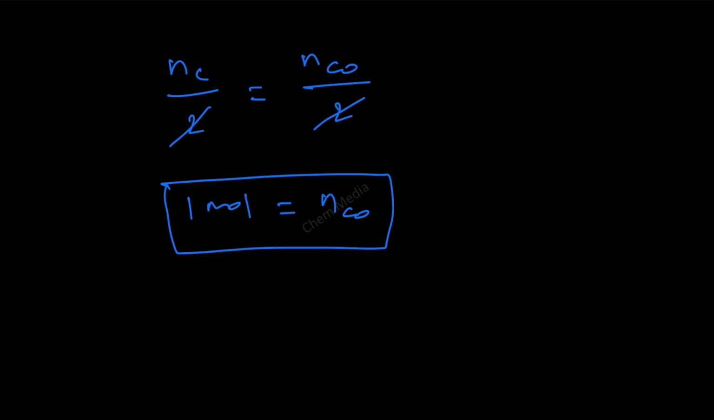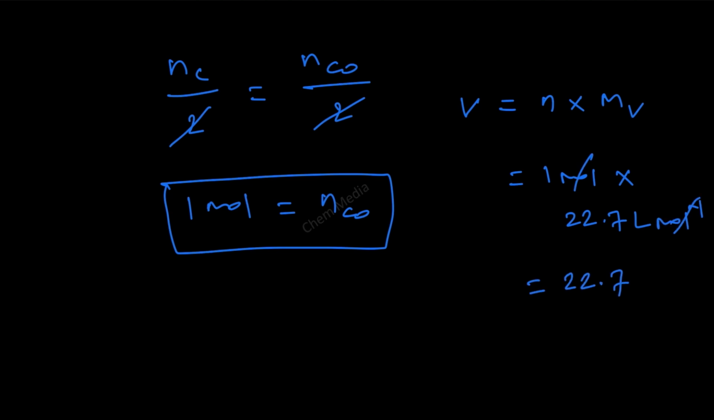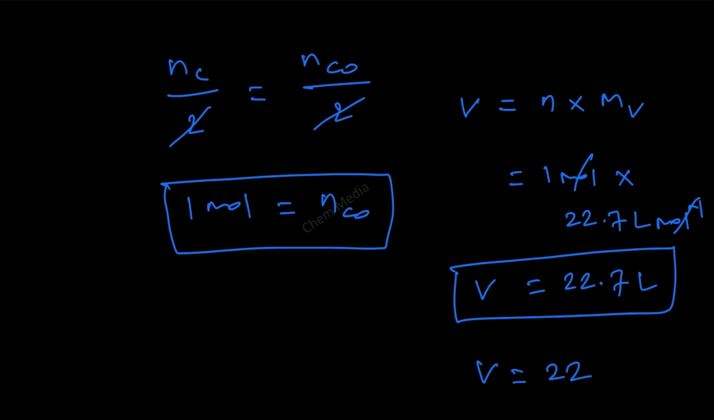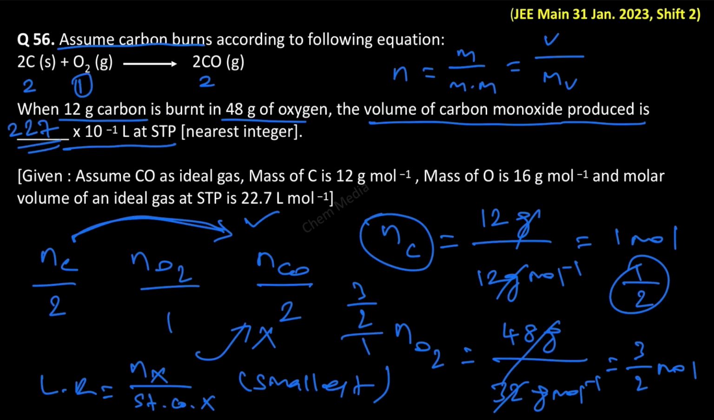Therefore, volume is equal to number of moles times molar volume. Therefore, that is equal to 1 mole times 22.7 liter per mole. So, therefore, volume is equal to 22.7 liter. But they want the answer in terms of 10 to the power minus 1. So, therefore, we can write it this way: 227 times 10 to the power minus 1 liter. Therefore, 227 is the correct answer here.